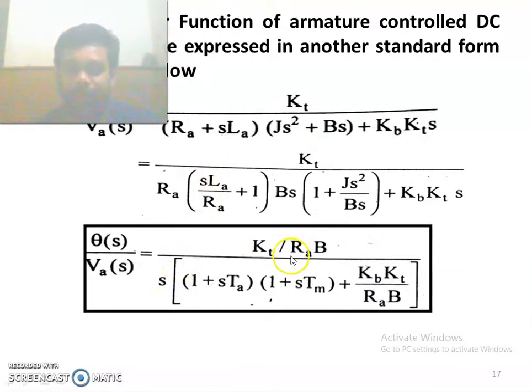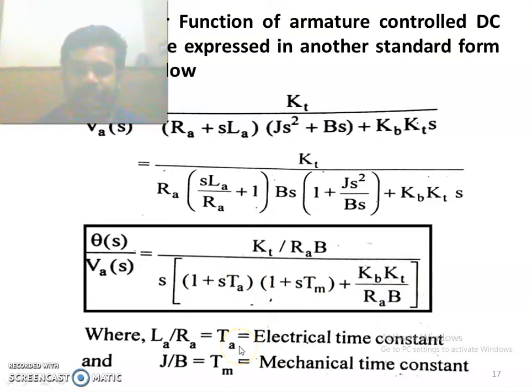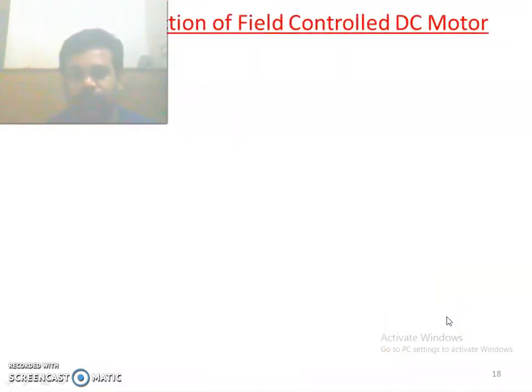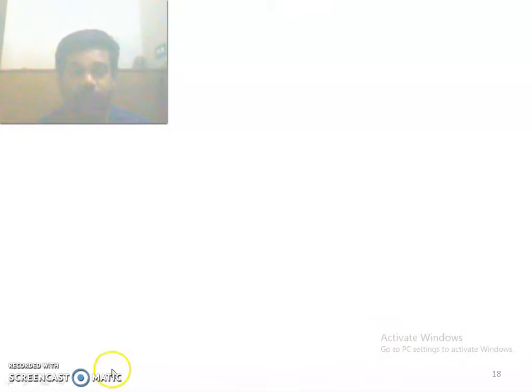KT by RA into B divided by S into 1 plus S tau a into 1 plus S tau m plus KB KT by RA into B. Here LA by RA is nothing but the electrical time constant and J by B is nothing but the mechanical time constant. This is nothing but the transfer function of the armature controlled DC motor.